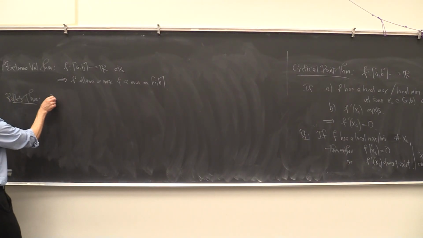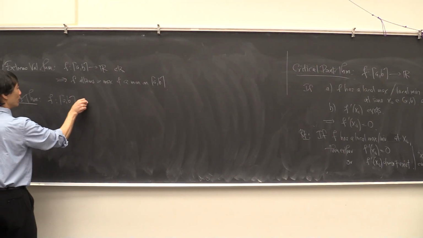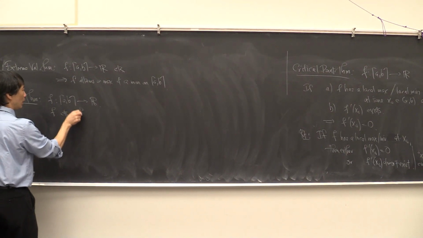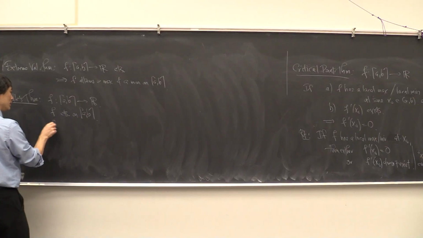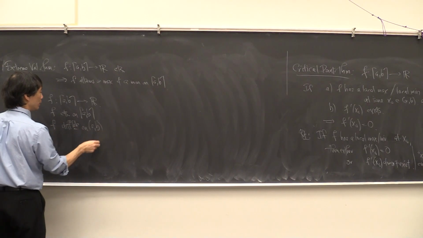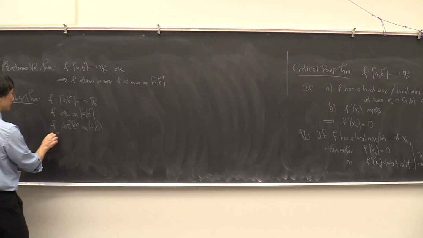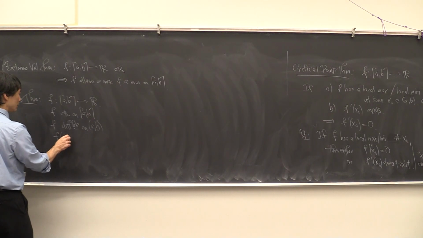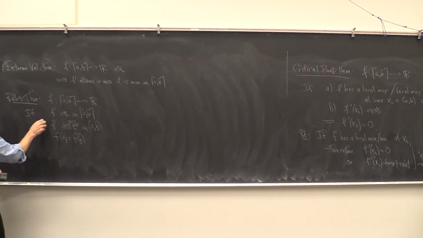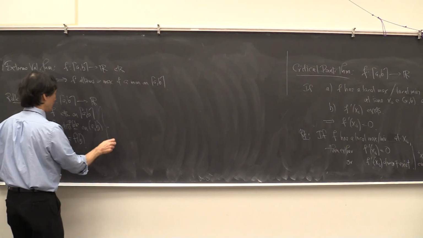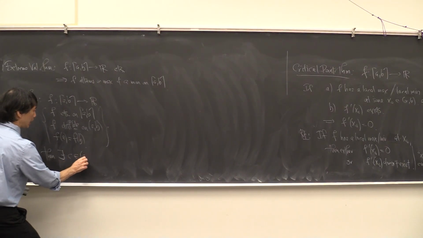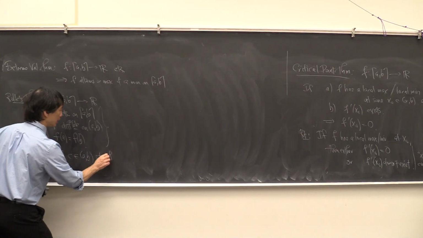Right. So you've got some function on a closed and bounded interval. You have that f is continuous on the closure. You have f is differentiable on the interior. And you have that f(a) equals f(b). So if all those three things happen, then there exists a point c between a and b where the derivative is 0.